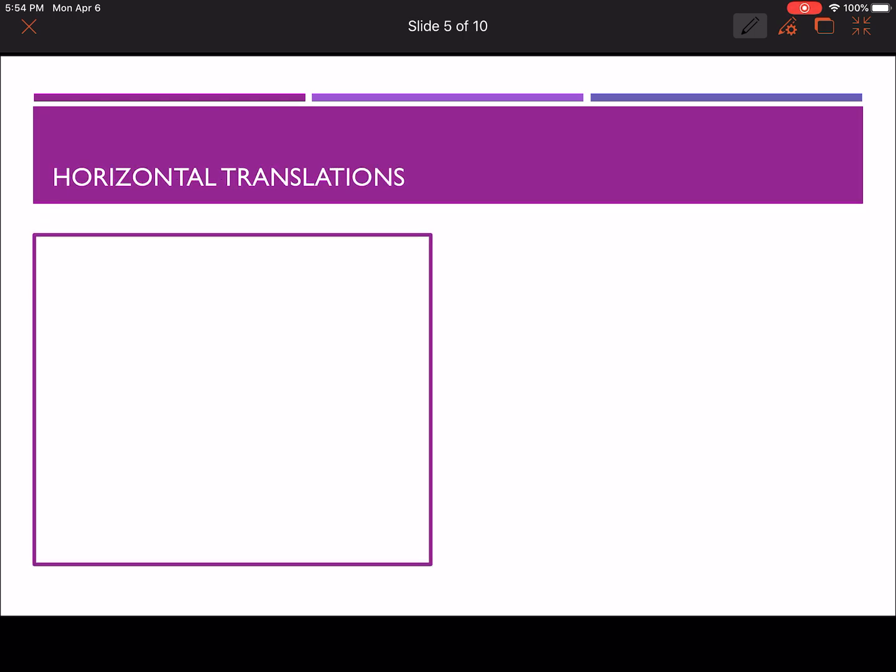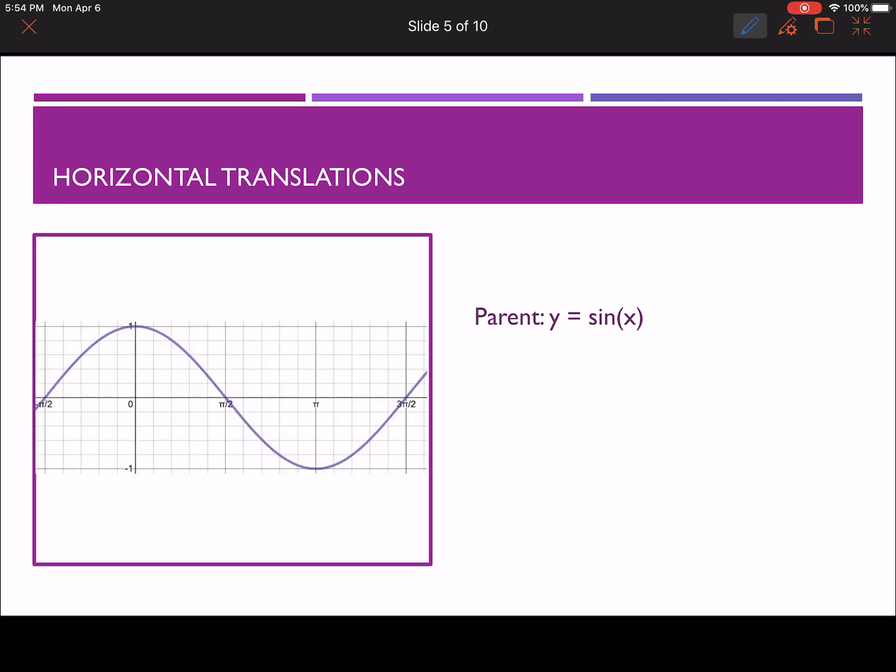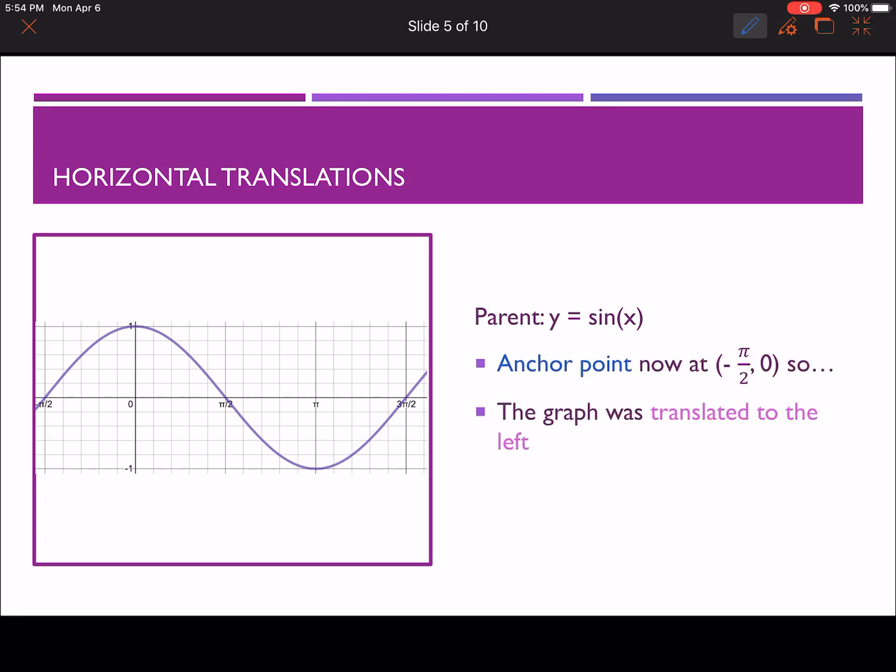The first that we're going to think about is, let's just jump right into horizontal translations. We're going to assume that we're dealing with a parent function of y is equal to sine x. Here's what that graph is going to look like. This, remember, is a transformed sine function here. What we notice is that the anchor point is now here at -pi halves, 0. So that means that my graph was translated to the left by pi halves units.